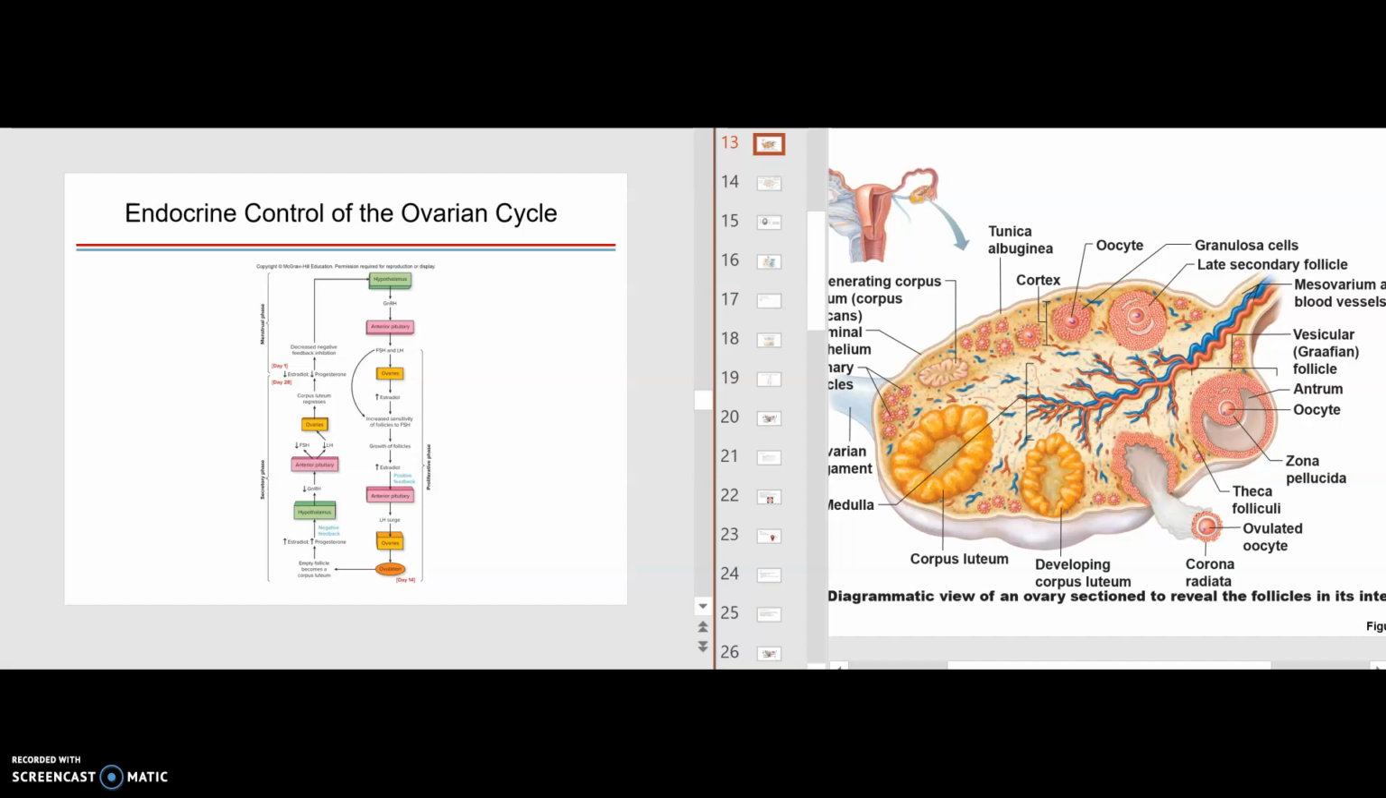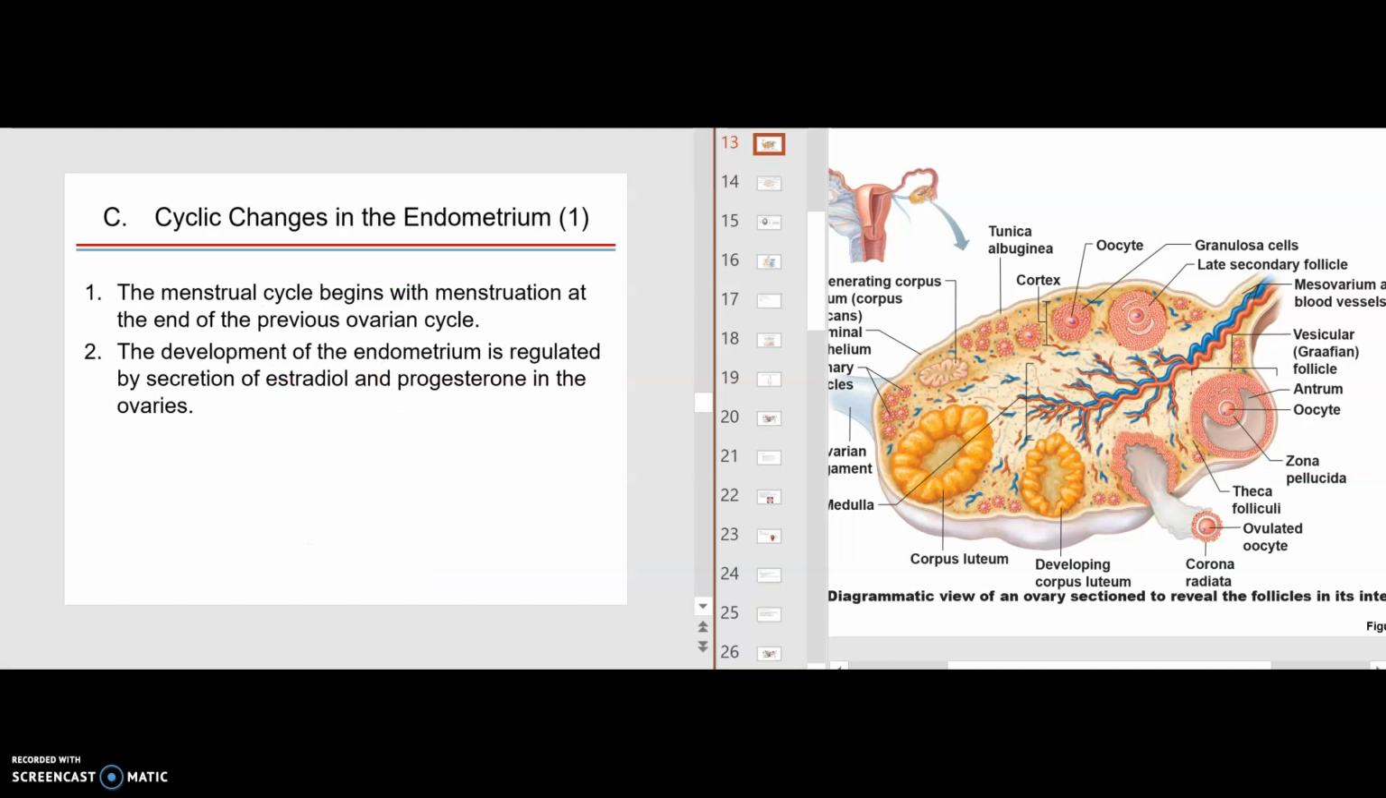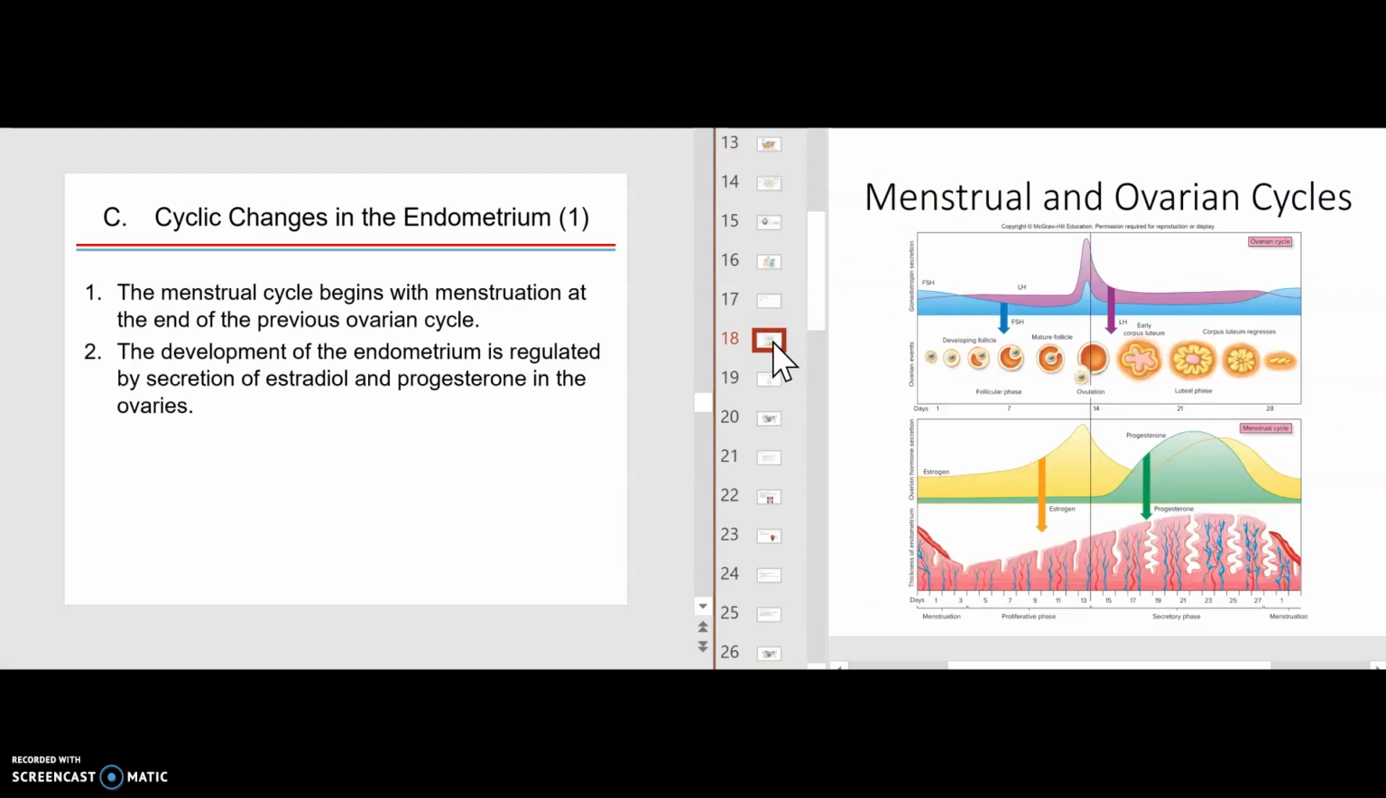Okay, here's the endocrine control we've talked about. Here's the cyclical changes in the endometrium. So what we have been talking about again was in the ovary. Now again, we're going back to the endometrium. The menstrual cycle begins with menstruation, and everything bleeds out at the end of the previous ovarian cycle.